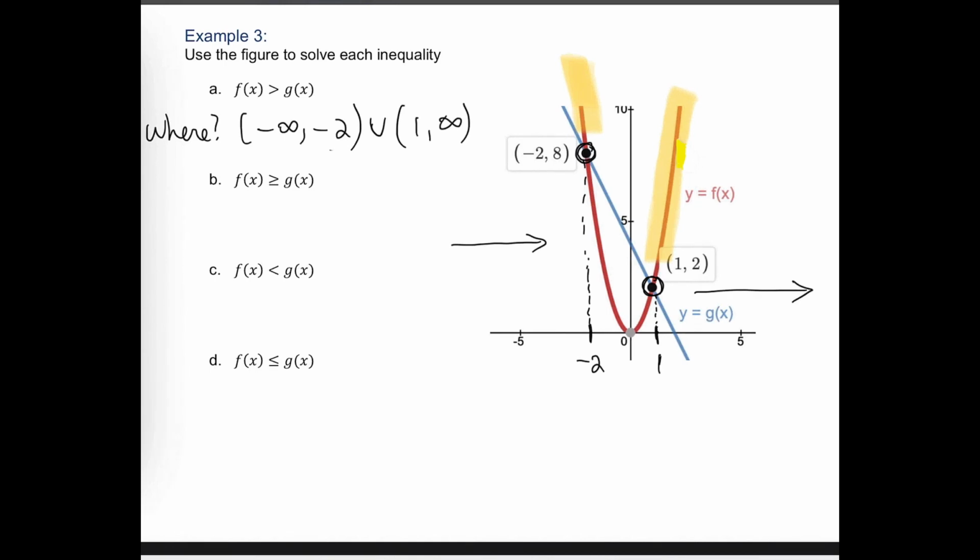Now, in part B, when we're allowed to have the two y values be the same, that's when we're going to essentially have the same interval, except now the x values are going to be included in the solution set.